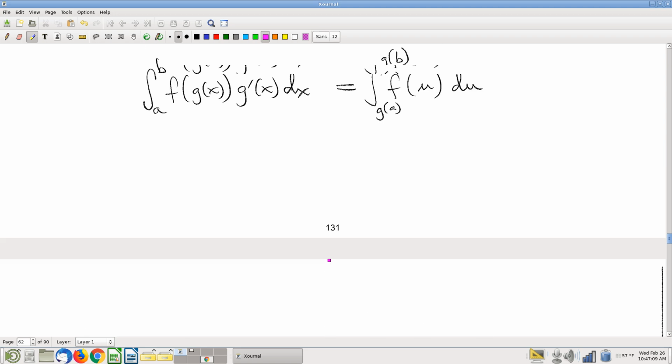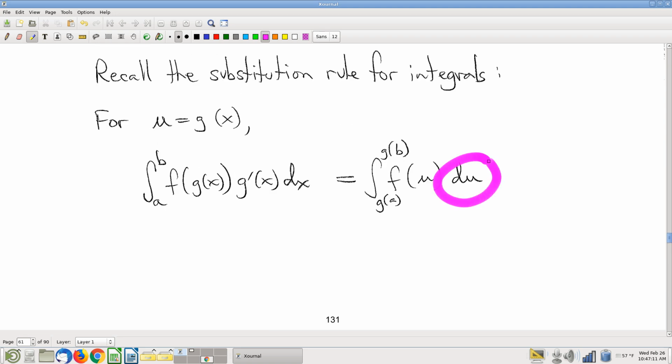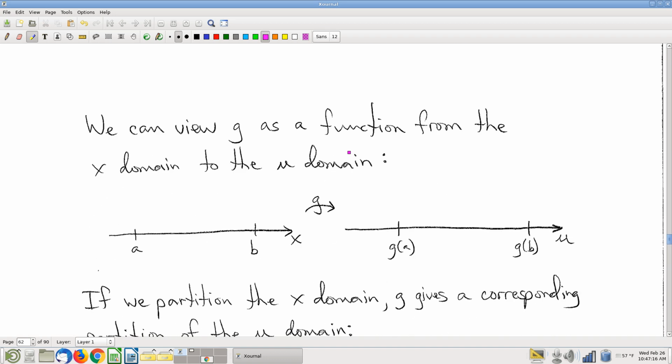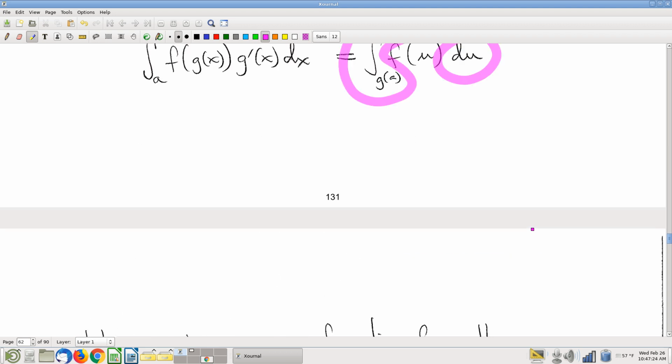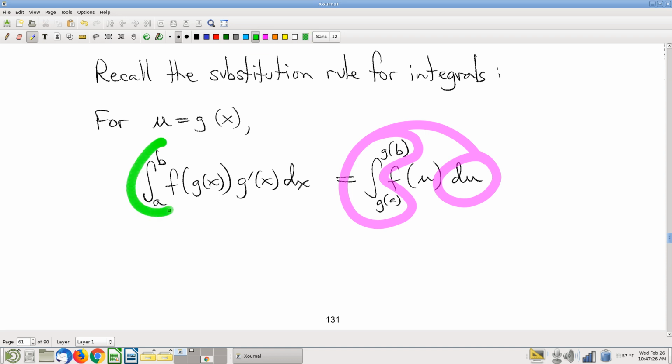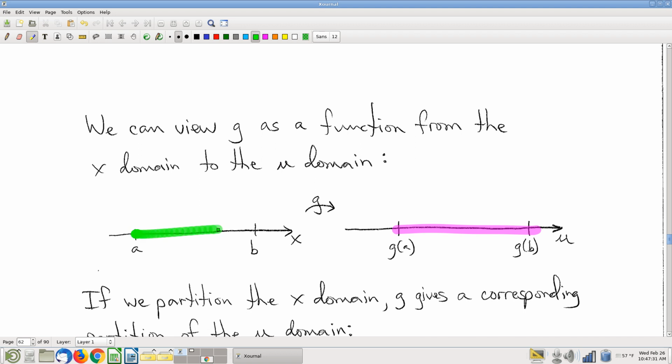So in fact, you go back to these integrals here, and you notice you have a du integral from g of a to g of b. Well, here's that domain. You've got an integral on the u-axis, and those are the bounds on that integral. Likewise, over here we have a dx integral from a to b. Well, there's that domain. You can see that what this function g is doing is like physically lifting up that green interval and setting it down on its image, which is this purple interval.